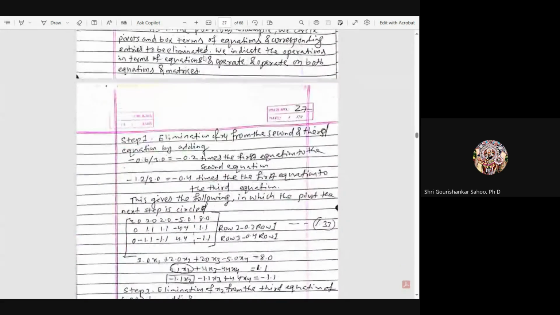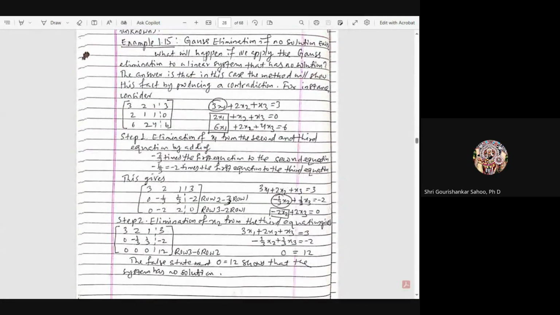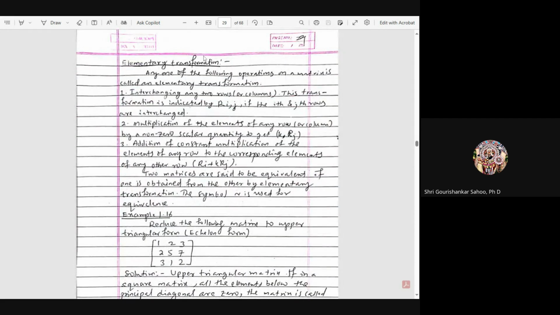Then Gauss elimination where infinitely many solutions exist is shown in the example. You can try it. Then Gauss elimination if no solution exists. That is also a special case.